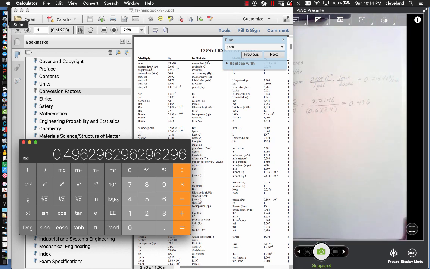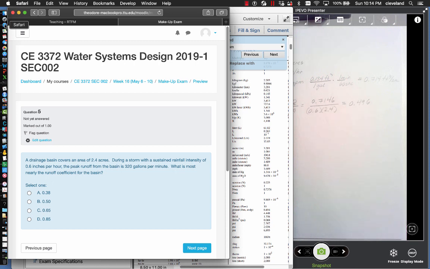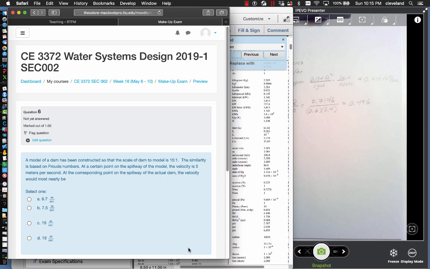Let's look at our answer choices. Closest one we have is 0.5. And let's choose that and move on to the next problem. Okay, the next set of problems deal with hydraulics. So I'm going to pause the video capturing, do some editing, and then return to the video stream.